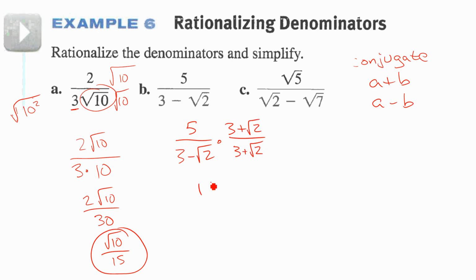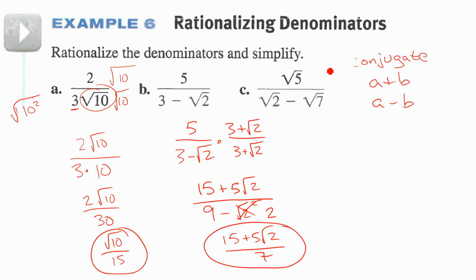The numerator, if we distribute, becomes 15 plus 5 rad 2. The denominator, this is the difference of perfect squares. So this is going to be 9 minus rad 2 squared, which is just 2. So the final answer is 15 plus 5 rad 2 over 7.